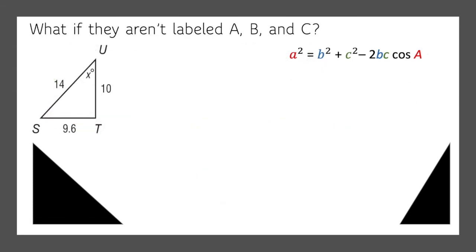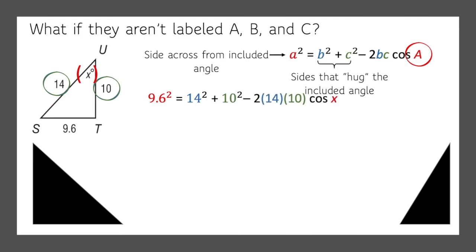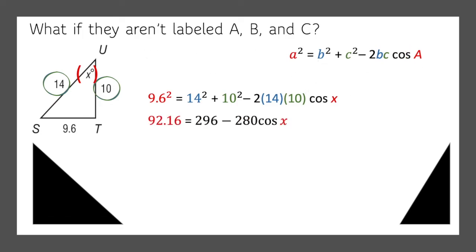Okay, let's do another one that's not labeled A, B, and C. We've got two sides and an included angle, which in this case is what we're looking for. So the sides that hug the angle, that's 14 and 10, and then the side across from the included angle, that's 9.6. So we put all that into our equation. And then again, it's just a matter of simplifying this equation one step at a time.